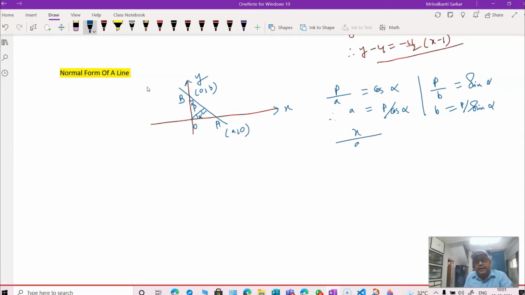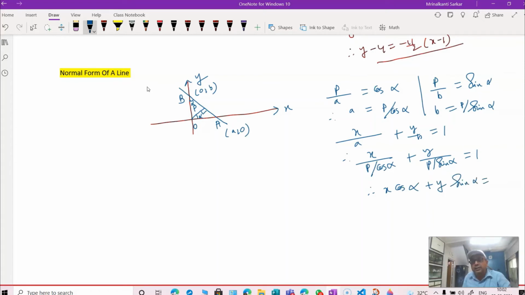Equation is x by A, if I apply the intercept form. So x by (P by cos alpha) plus y by (P by sin alpha) equals 1. So x cos alpha plus y sin alpha equal to P. This is the equation of the line whose perpendicular distance from origin is equal to P and the perpendicular makes an angle alpha with the positive x-axis.